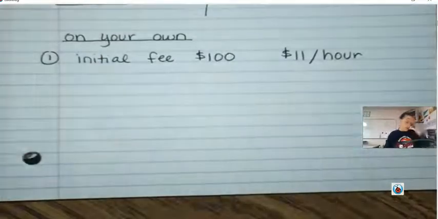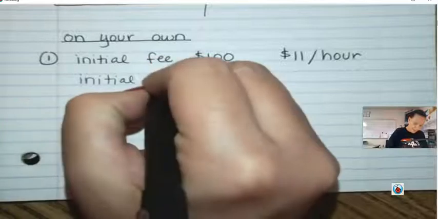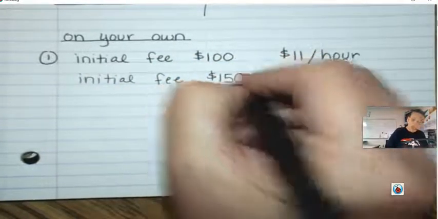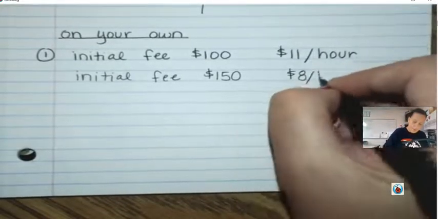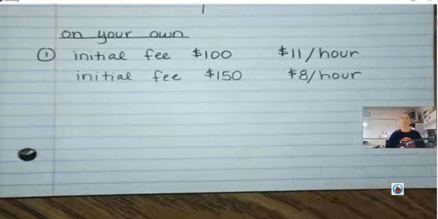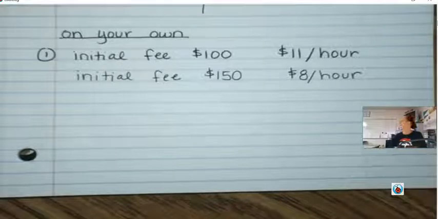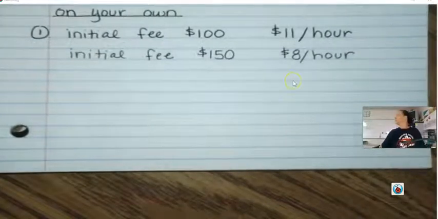Then there's another clown that has an initial fee of $150, but that clown only charges $8 per hour. I want to know, when will they charge the same? And round to the nearest tenth. When will they charge the same, rounded to the nearest tenth? Go ahead and work on that.